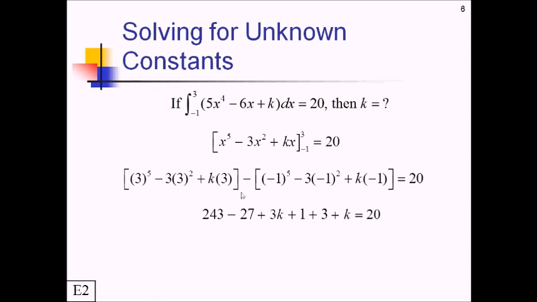Combining like terms, we've got, let's see, 216 plus 1 plus 3 is 220. We also have a 4k on the left side. Subtracting 220 from 20, that's going to be negative 200. Dividing that by 4, we get k equals negative 50.